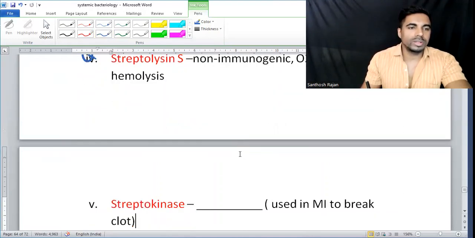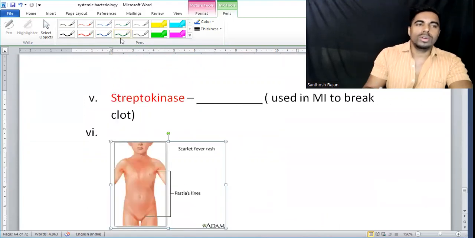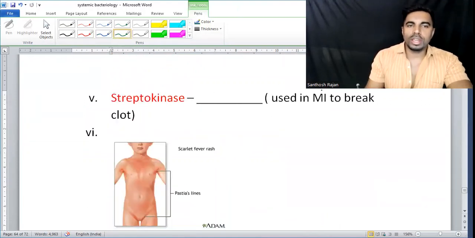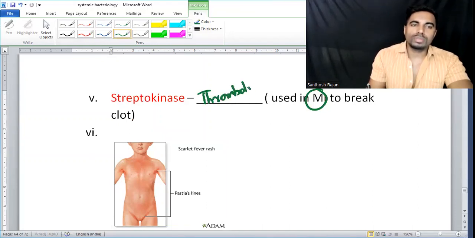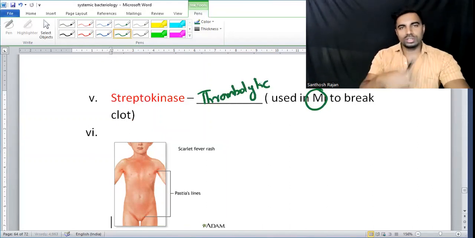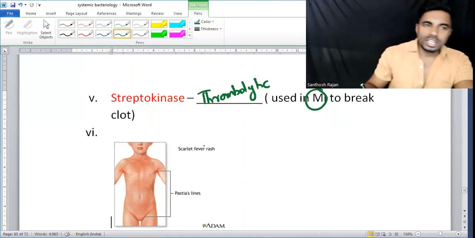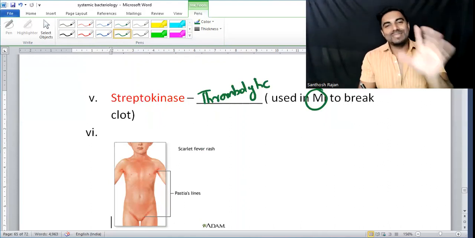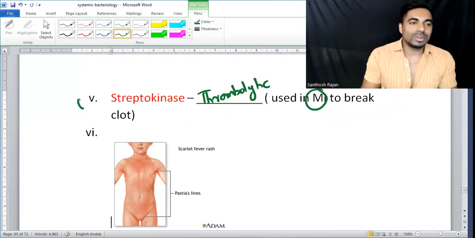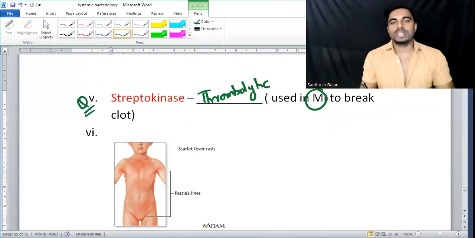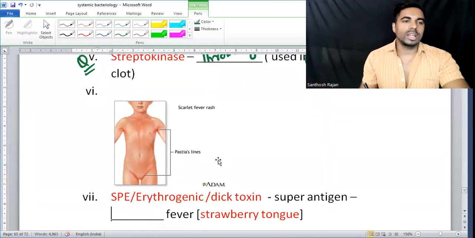See this next one. Streptokinase, you know. Frequently we use it in the treatment of myocardial infarction as thrombolytic therapy. Whenever someone has a heart attack and you go to the hospital, the immediate thing they do is give this thrombolytic injection. That is basically streptokinase. So one good thing with our bacteria is this. Streptokinase is usually isolated from Streptococcus pyogenes.